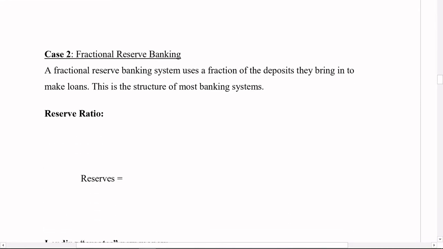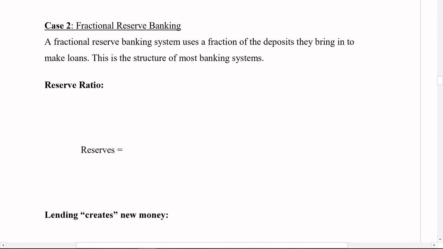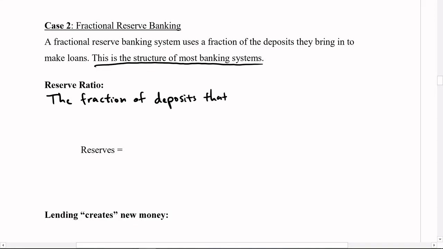So more realistically, we have fractional reserves, and in this case, instead of all the deposits kept as reserves, the bank can lend out some of that. So again, this is the structure of most banking systems, and here we have a reserve ratio, and this is the fraction of deposits that banks hold as reserves.